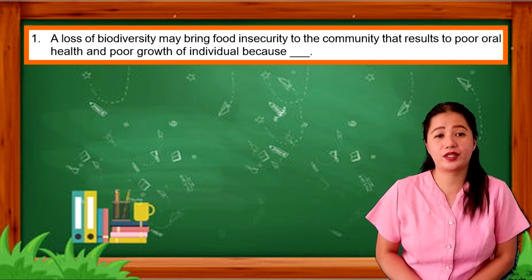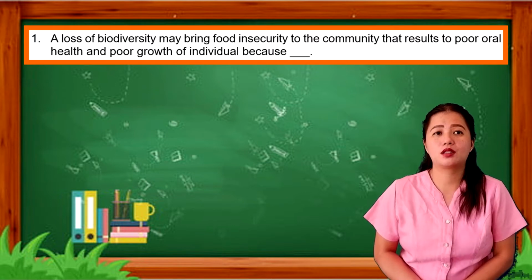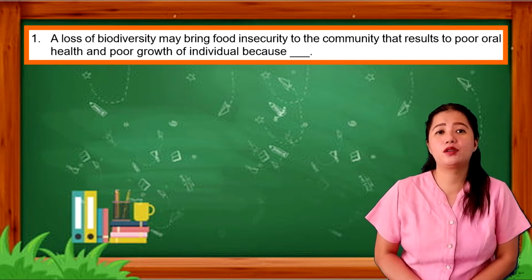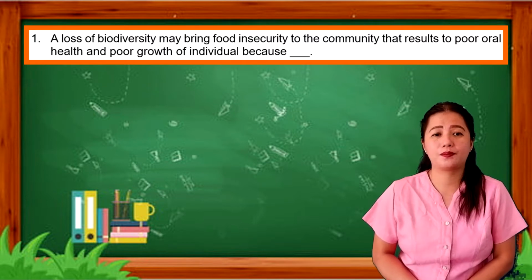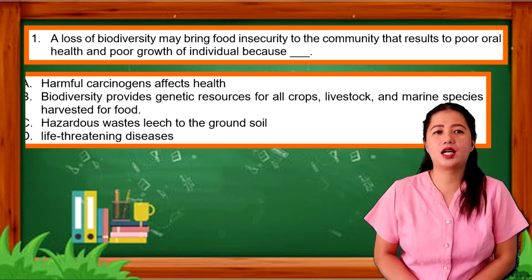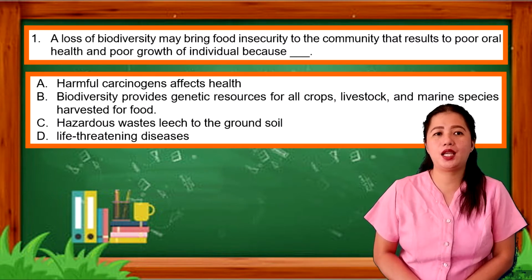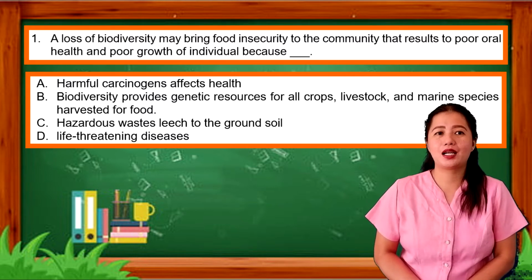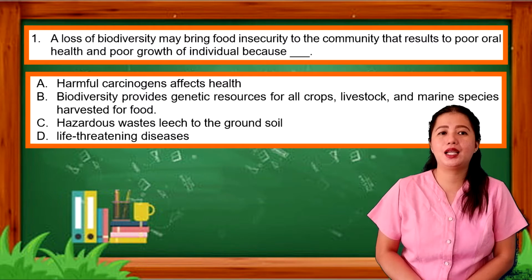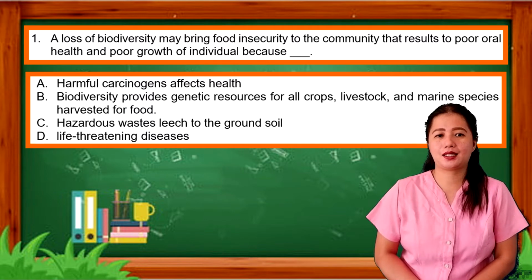Number 1. A loss of biodiversity may bring food insecurity to the community that results in poor oral health and poor growth of individuals because letter A, harmful carcinogens affect health. Letter B, biodiversity provides genetic resources for all crops, livestock, and marine species harvested for food. Letter C, hazardous waste leaches to the ground soil. And letter D, life-threatening diseases.